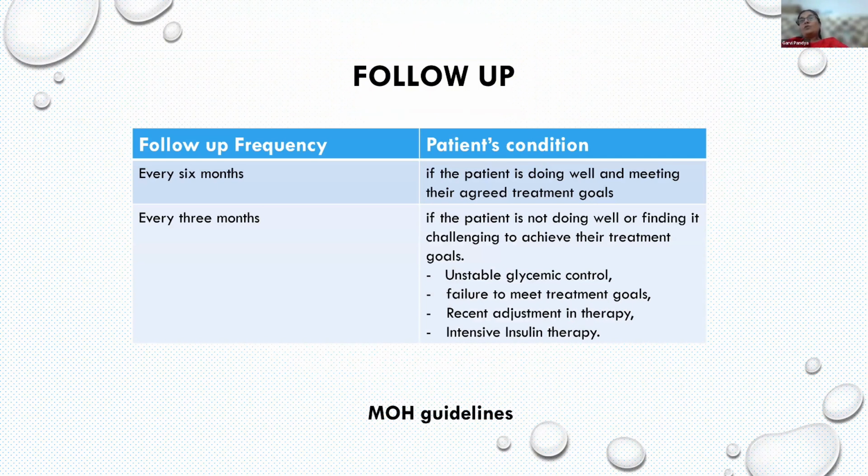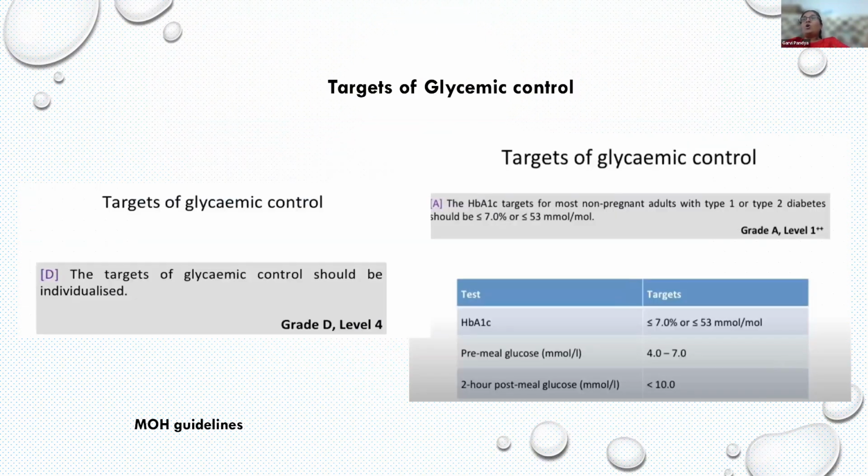Now, follow-up. We know that chronic patients need follow-up every 3 months if their target HbA1c is not achieved, or they have unstable glycemic control, a recent adjustment in therapy, or intensive insulin therapy. And every 6 months if they are doing well and have achieved their target. So what is the target for glycemic control?